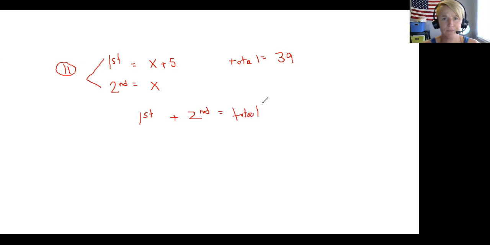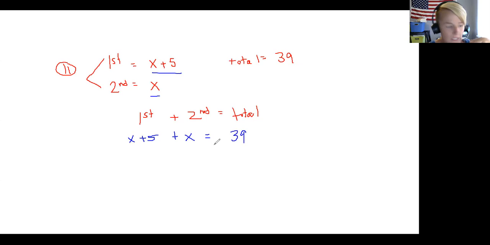If I have a total, I'd separate it into two parts and then I put those two parts back together and I'm going to get the total. So we just said that the first number is X plus 5. So let's just replace it, X plus 5 plus, and we just said that the second number is X, so X. And we just said that the total is 39, so 39. So I have X plus 5 plus X equals 39.